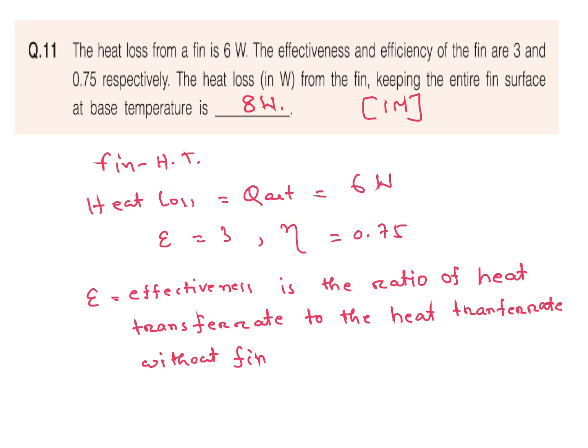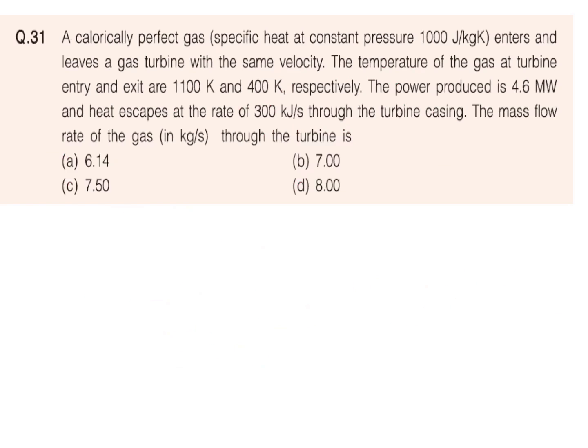The question is: a calorically perfect gas with specific heat at constant pressure 1000 joule per kg Kelvin enters and leaves the gas turbine with the same velocity. The temperature of the gas at turbine entry and exit are given as 1100 Kelvin and 400 Kelvin. The power produced is also given, 4.6 megawatt. Heat escapes at a rate, the heat rejection rate, of 300 kilojoule per second through the turbine casing. The mass flow rate we have to find out.